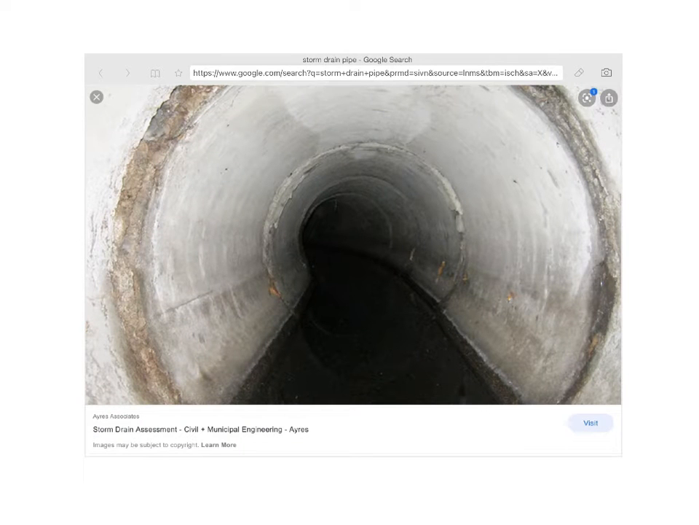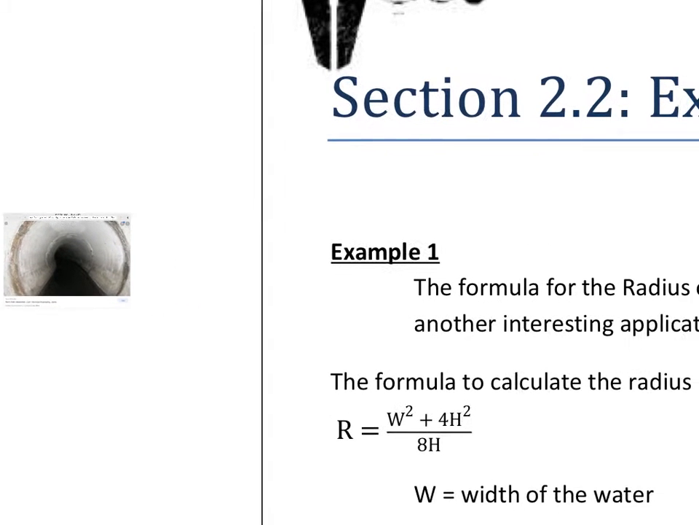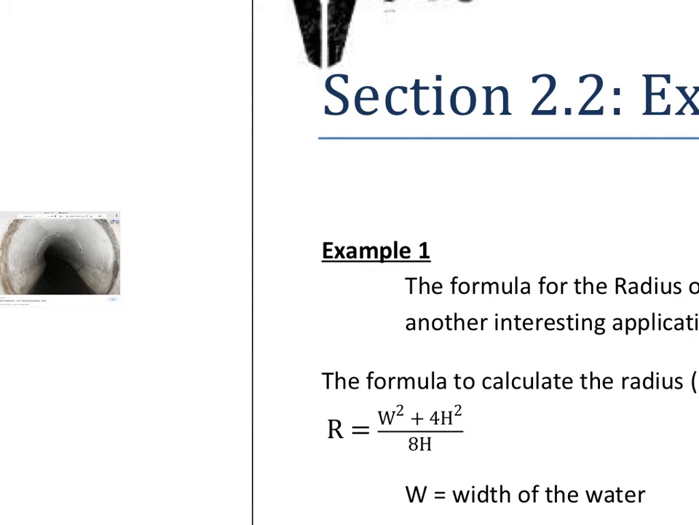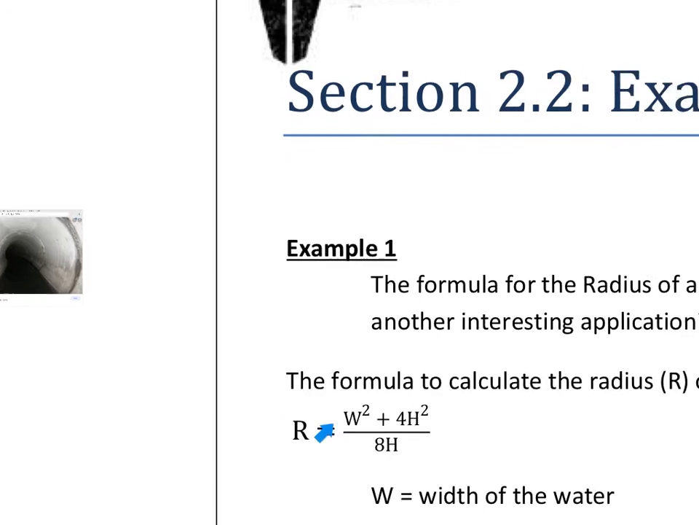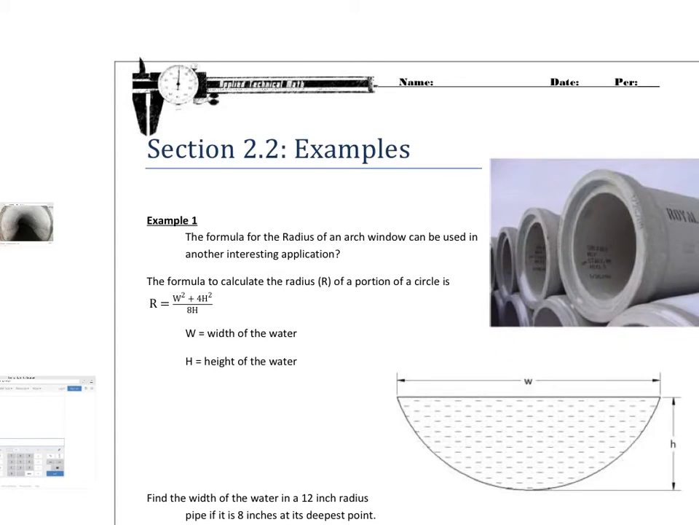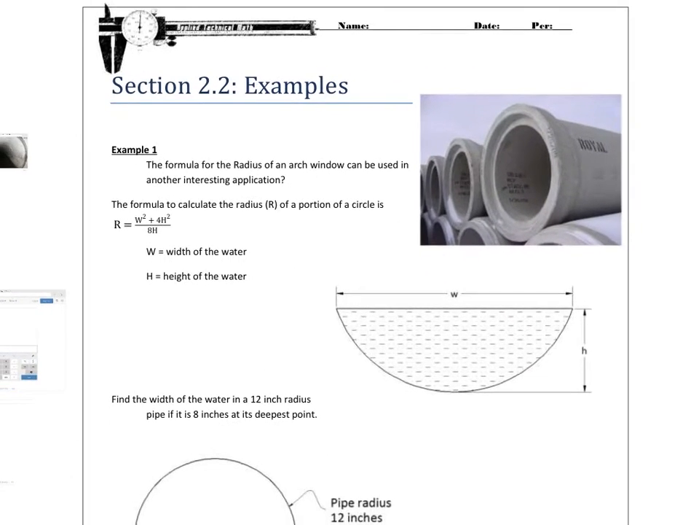Suppose we had some water in a drainage pipe like this, and somebody wanted to measure from up above. They wanted to measure how much water was in here without getting in it like this guy is right now. How do we figure that out? How do we figure out how much water there is? Well, interestingly enough, we can use a formula that is actually used for an arched window.